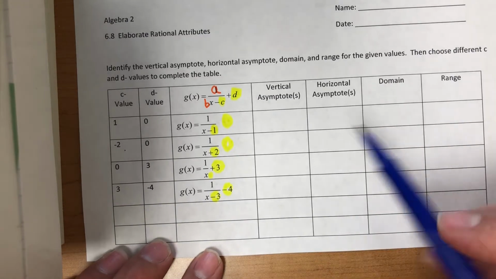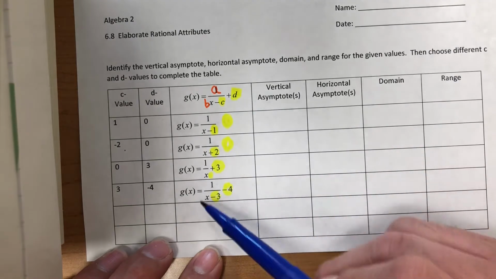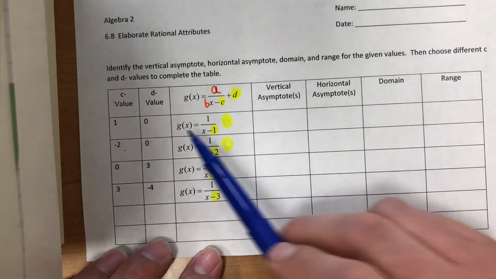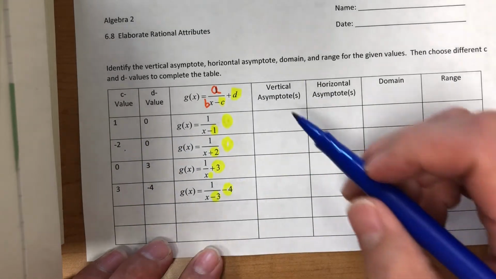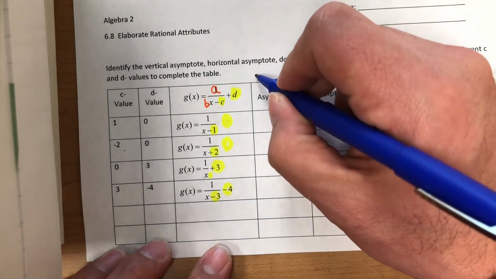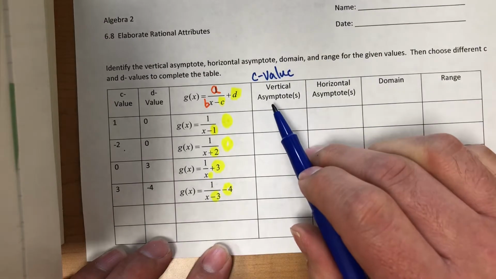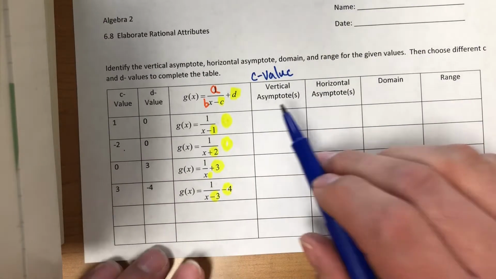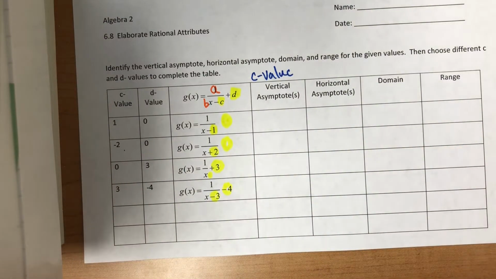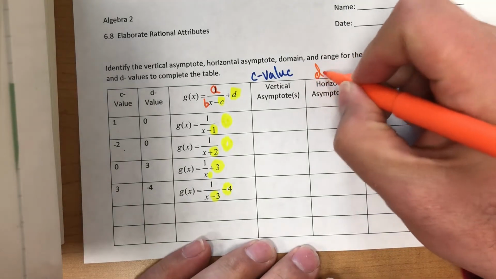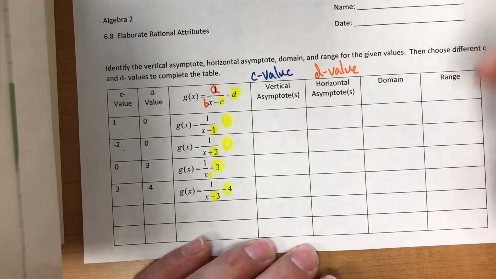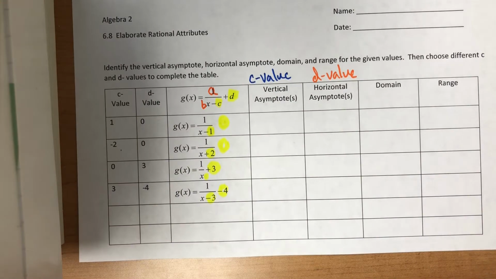And so this is what I want us to be able to do. If we can identify C and D, okay, which we should be able to do now, then the vertical asymptote is just the C value in our equation, okay? And the horizontal asymptote is the D value in our equation. And so we write these as an equation.